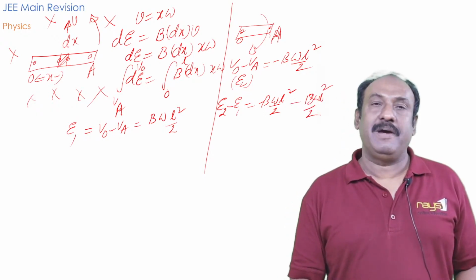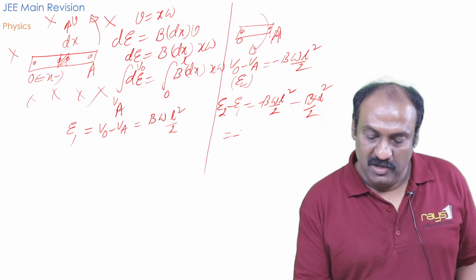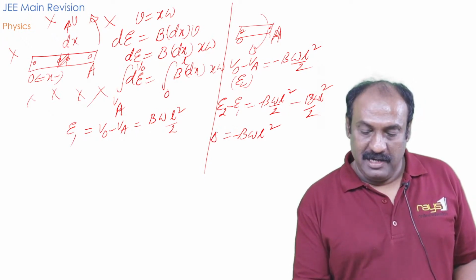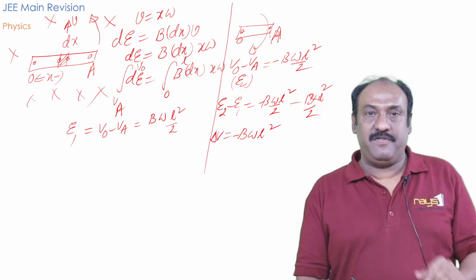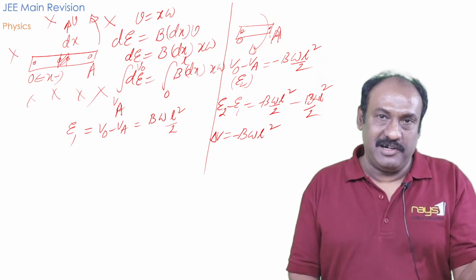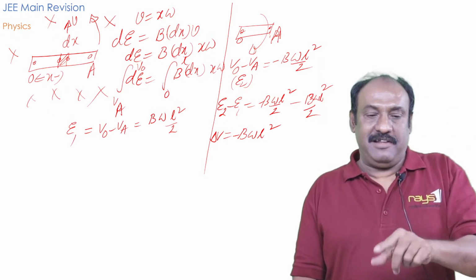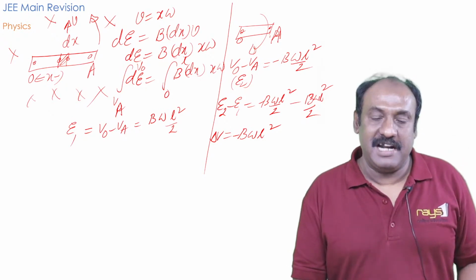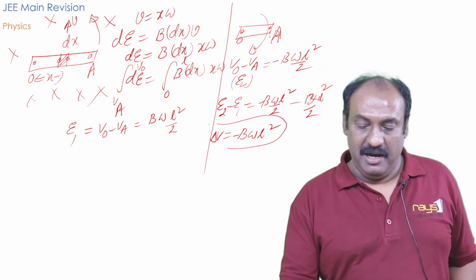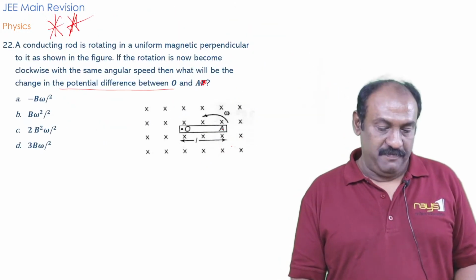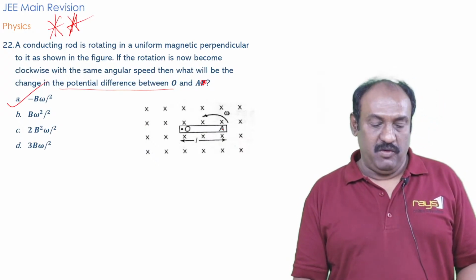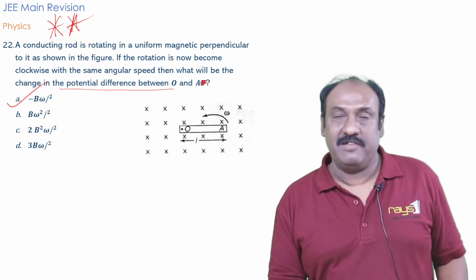So minus B omega L square by 2 minus B omega L square by 2 equals minus B omega L square. That is the change in potential difference between O and A when the rod is in anti-clockwise rotation and in clockwise rotation. The change in potential difference between the center of rotation and the edge of the rod in both cases is minus B omega L square, which is the answer for this question. So for question number 22, the answer is A, minus B omega L square.